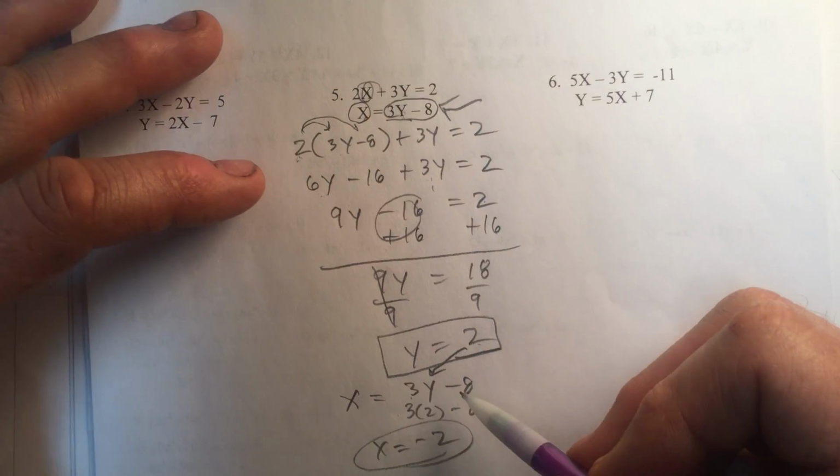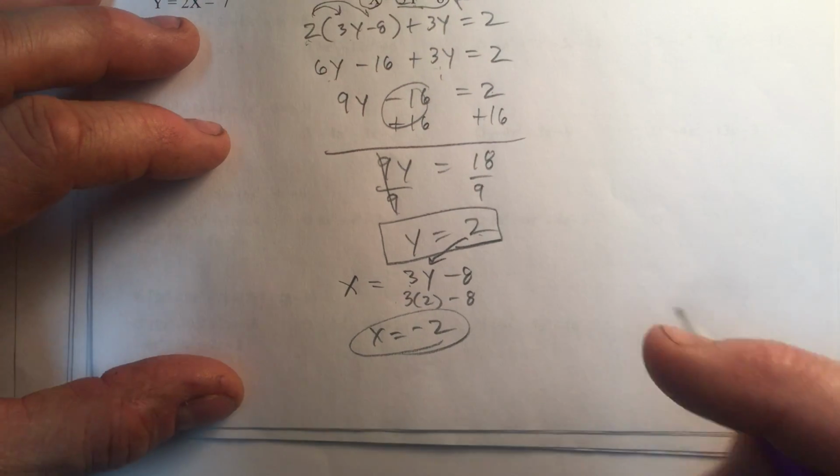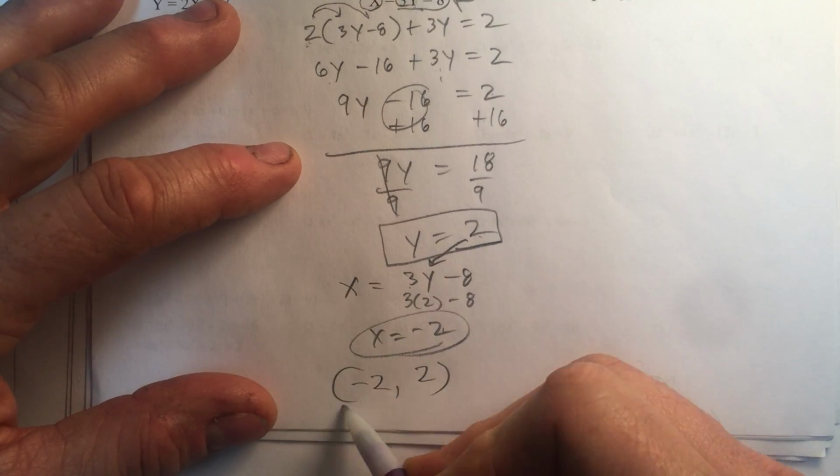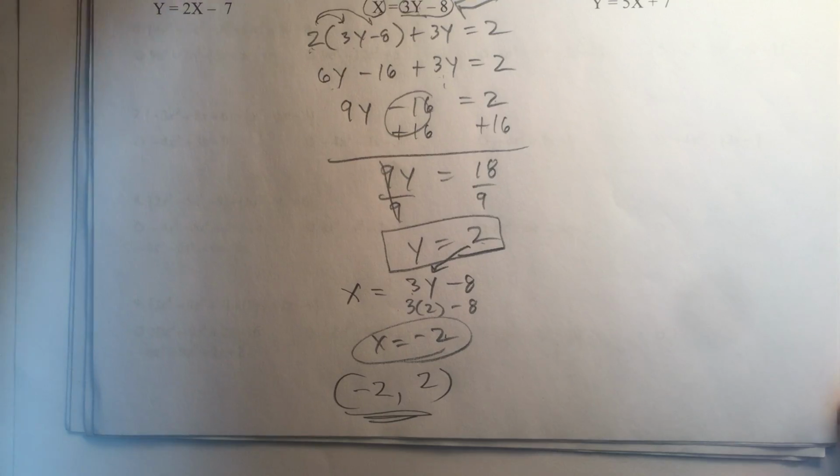So there's my two answers, okay? Which means my solution, the x number's first, and then the y number's second. There's my solution right there. And that's how you do the rest of these, okay?